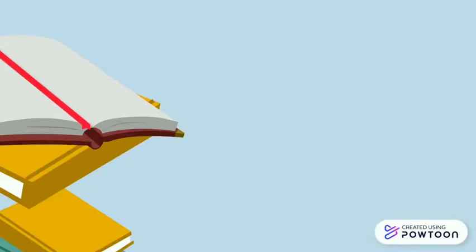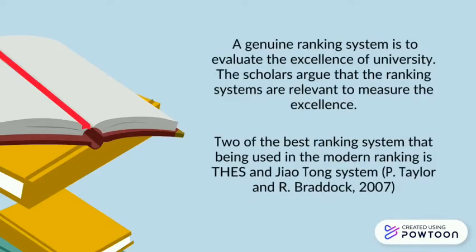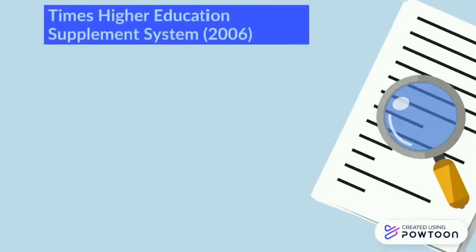A genuine ranking system is to evaluate the excellence of a university. Scholars argue that ranking systems are relevant to measure excellence. Two of the best ranking systems used in modern ranking are the Times Higher Education Supplement and the Jiao Tong system. The THES system.